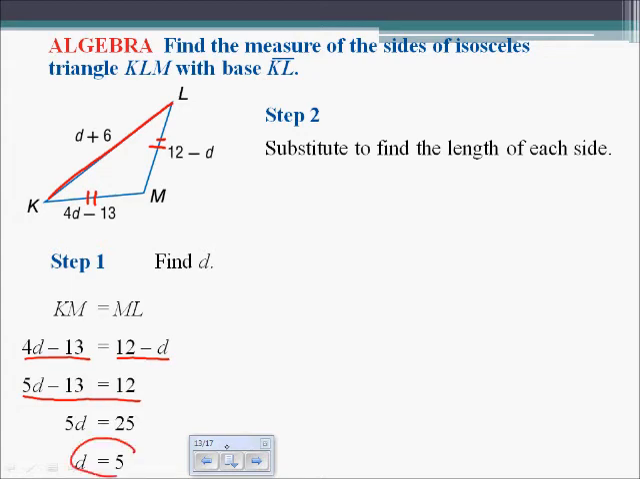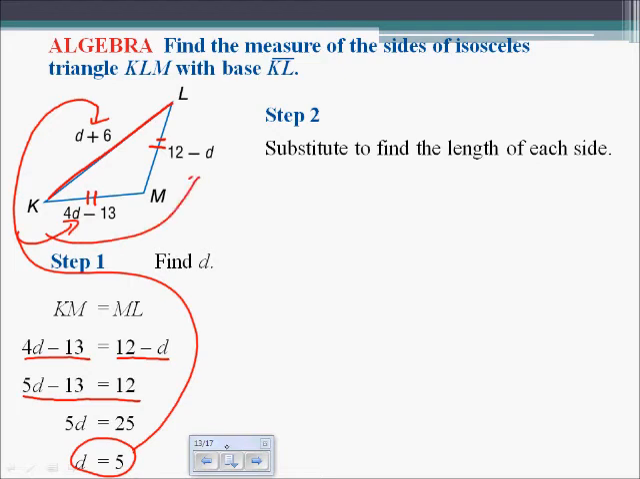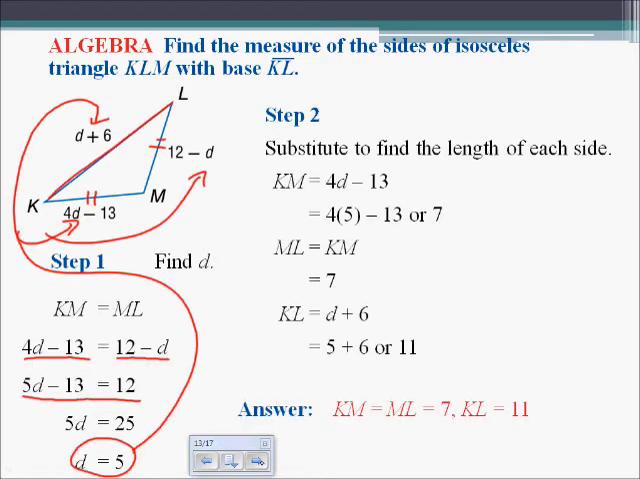Once we know that D is equal to 5, then we can go ahead and substitute the value back in for each one of the lengths, here, here, and here. So the lengths of our triangle would be KM and ML being the same, 7, which is why they were isosceles, and then KL being 11. Again, isosceles triangles means that at least two sides are congruent, and in this case we had two sides congruent and one base.